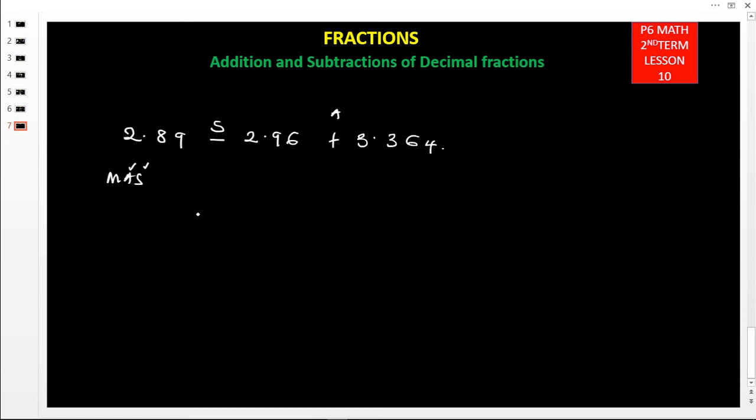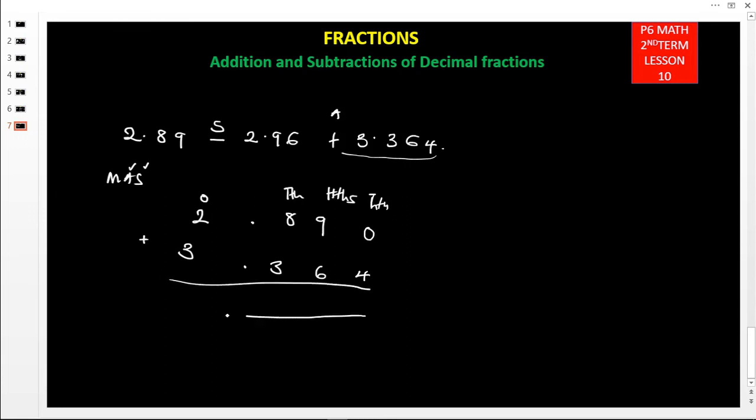So it's now going to be 2.89. We give place values: ones, tenths here, then this is going to be hundredths. Then now we are going to start with addition. So the 3 is going to be under ones, then our point, then 3 under tenths, then 6 under hundredths, then 4 is now going to be under thousandths. But this one is not having that number under thousandths, so we give it a 0 to keep the place value.